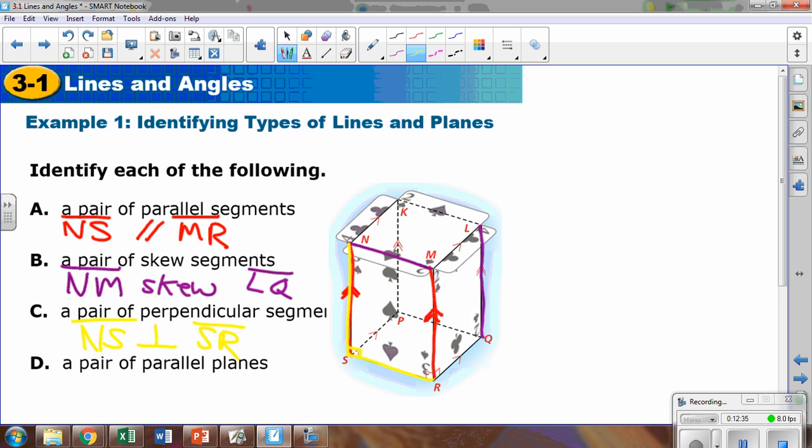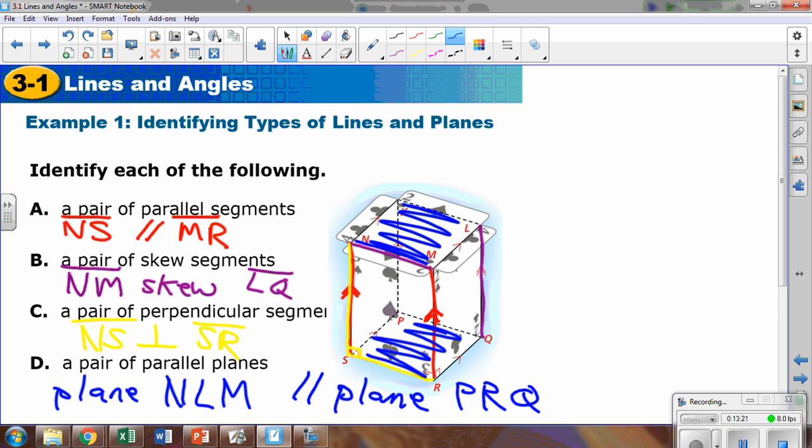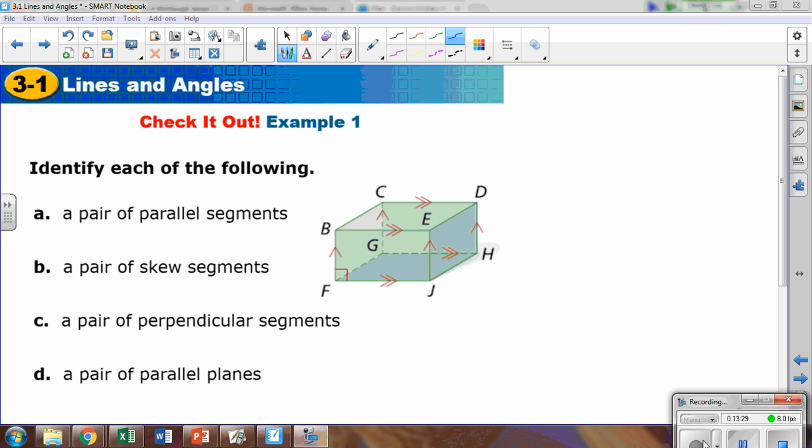Parallel planes. The key feature to remember about planes, of course, planes need 3 points to name them. So we could say plane, and just for the sake of ease, I'm going to grab the top is parallel with the bottom. And so taking 3 points from the top plane, N, L, M, order of the points doesn't matter at all, is parallel with plane, and 3 points from the bottom, PRQ. There we go. If you'd like to get into a little bit of extra practice, pause the video, try them out. We won't go over the answers here, though.